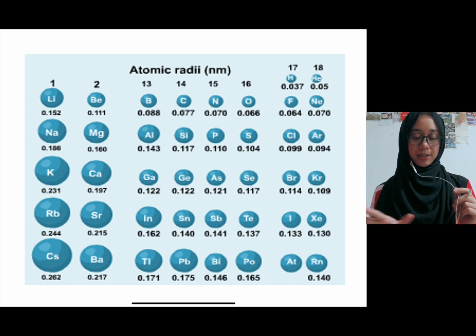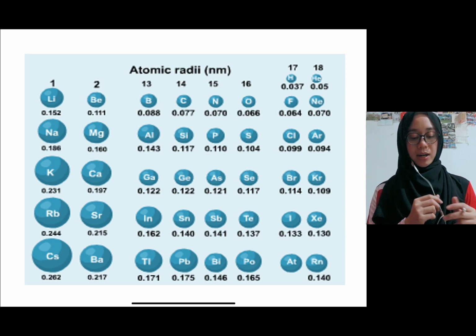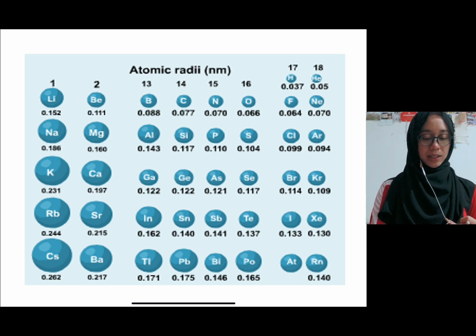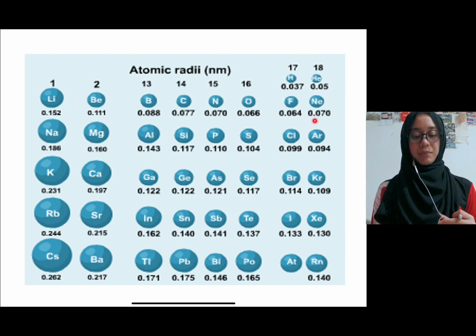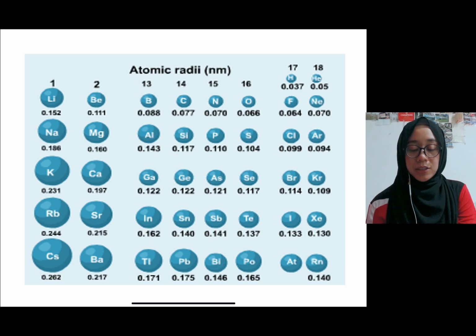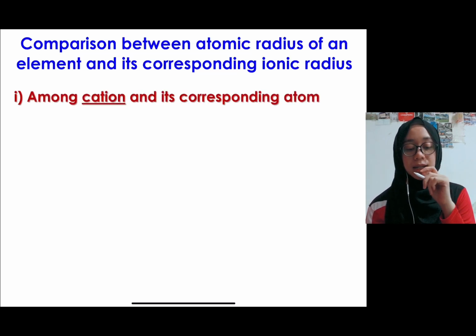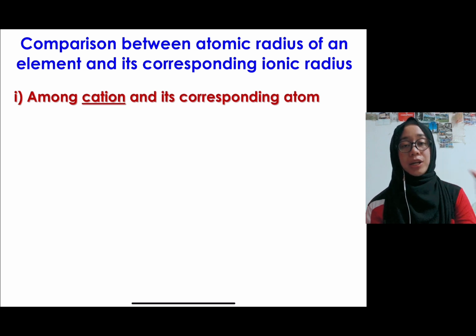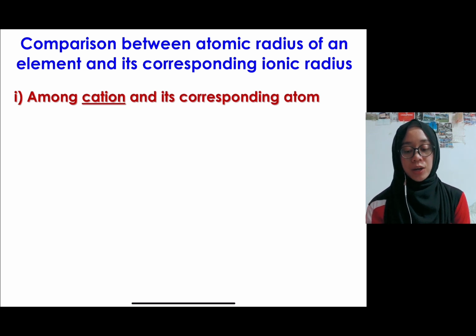So ni secara generalnya lah atomic radii untuk kita punya elements dalam periodic table. So going down, you can see that it becoming larger the size, okay, but then going across a period, the size becoming smaller. Okay, so next part kita pergi kepada comparison between atomic radius of an element and its corresponding ionic radius. So among cation and its corresponding atom, itu yang kita nak tengok dahululah, cation dengan atom dia.